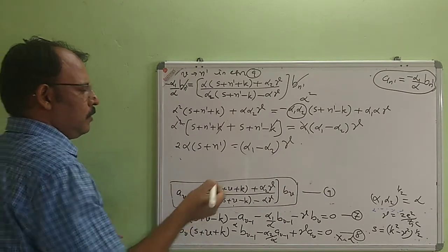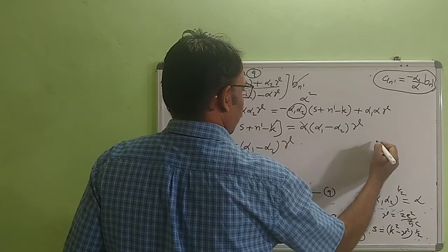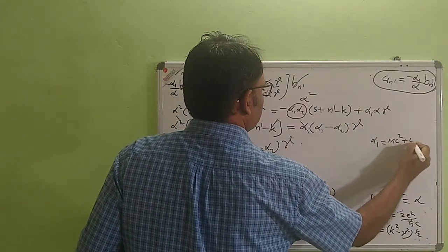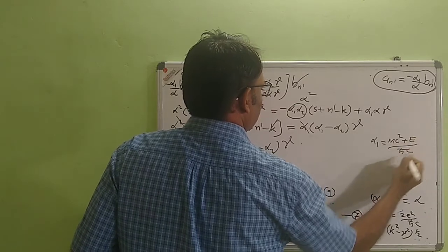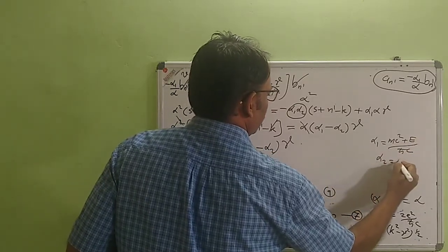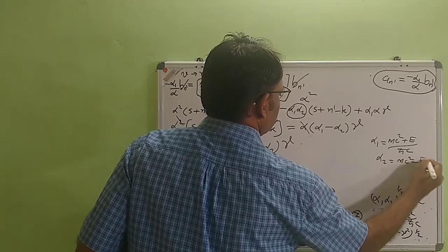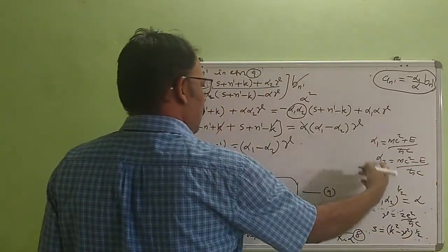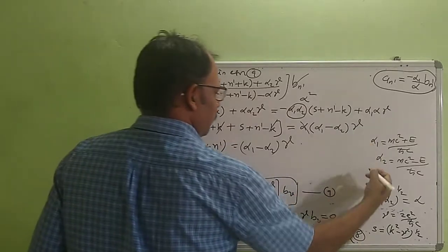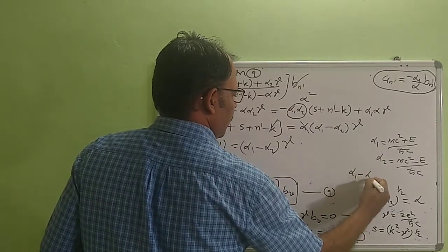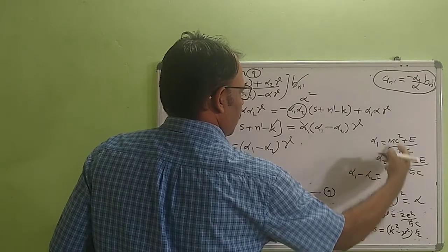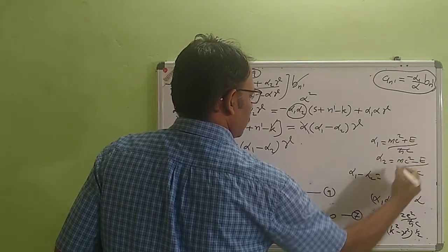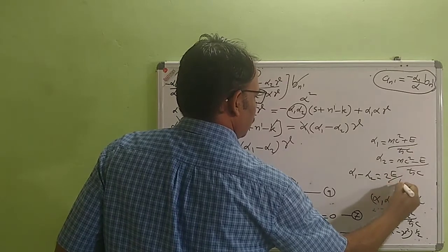What is alpha 1? We have already seen alpha 1. Alpha 1 is mc square plus E by h bar c. Alpha 2 is mc square minus E by h bar c. So what will be alpha 1 minus alpha 2, taking the difference? Alpha 1 minus alpha 2 will be mc square, this will get cancelled, E minus c, so it is 2E by h bar c.